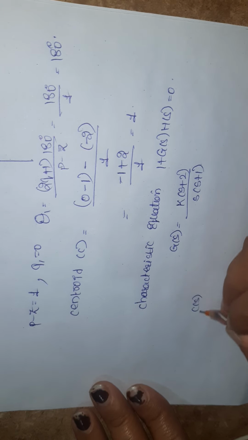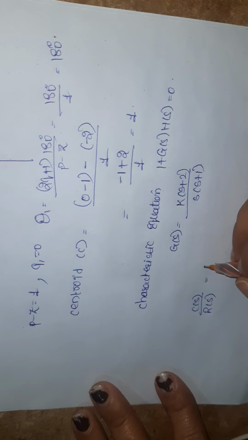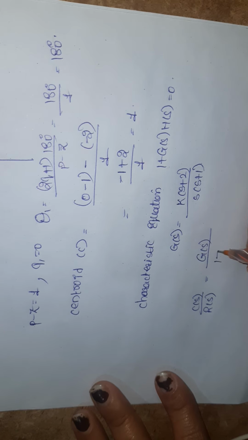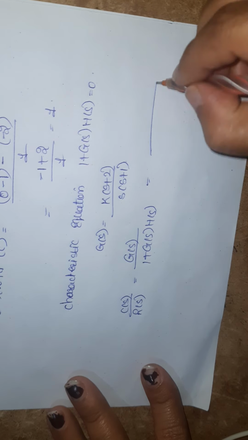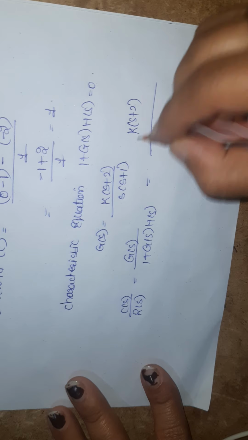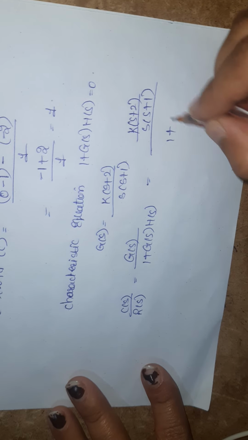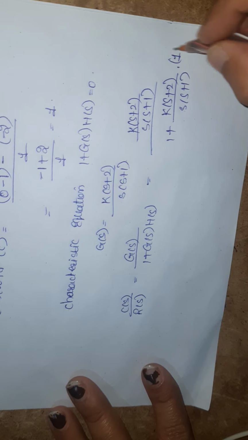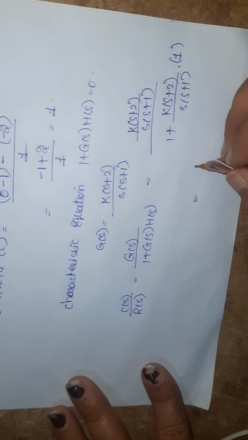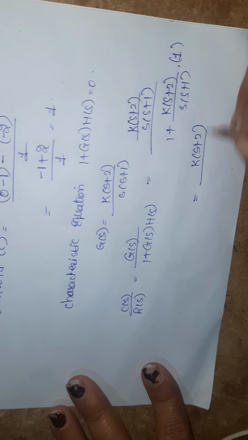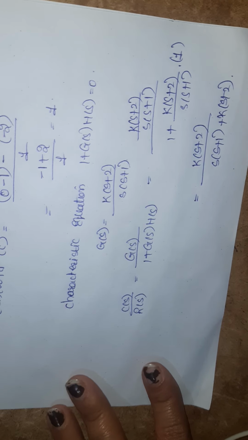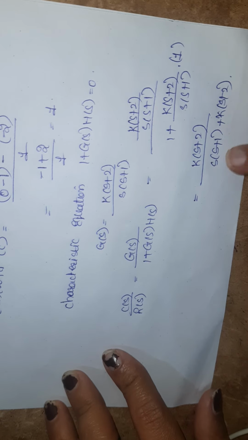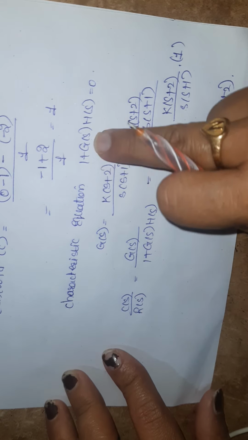The characteristic equation is nothing but the denominator of the closed loop transfer function. The closed loop transfer function is nothing but G(S) by 1 plus G(S)H(S). You have to substitute the given G(S)H(S) in this formula, with H(S) as 1, so that you can easily get the characteristic equation. This is the characteristic equation.